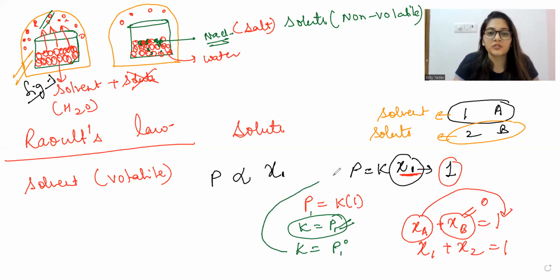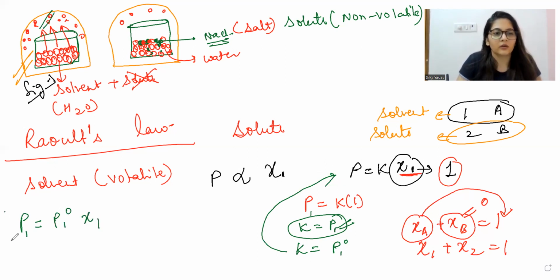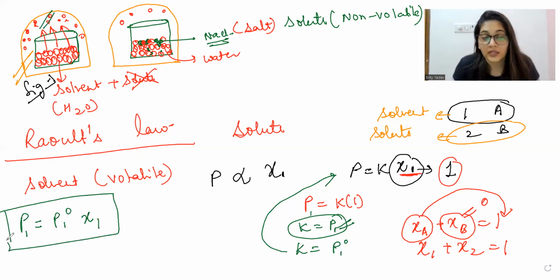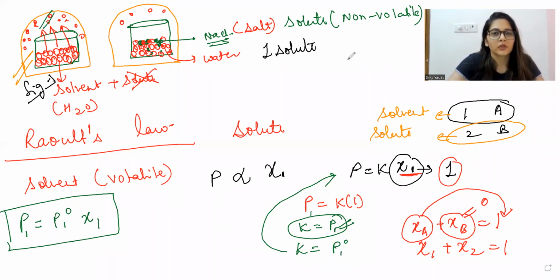Now substitute this value here. P is equal to K, and in place of K I'll put P1 naught. So P equals P1 naught times the mole fraction of 1. This is the equation which we get from Raoult's law. That means when you are having a solute which is non-volatile, which is a solid, because NaCl is a solid, right, we study this in that way. So this is Raoult's law when the solute is non-volatile and the solvent is volatile.